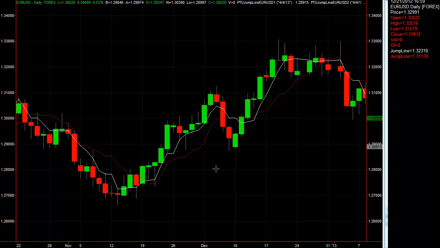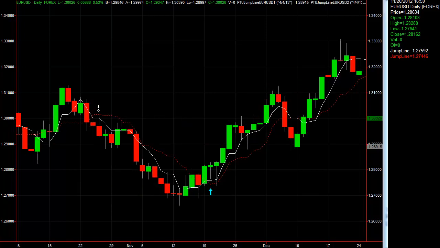This is such a simple strategy. The crossover occurs when the confirmation line crosses over and closes on the other side of the jump line. So for a long trade, it needs to come from below, cross over, and close above. And then the first green bar is the setup bar. So this would be a long setup right here.